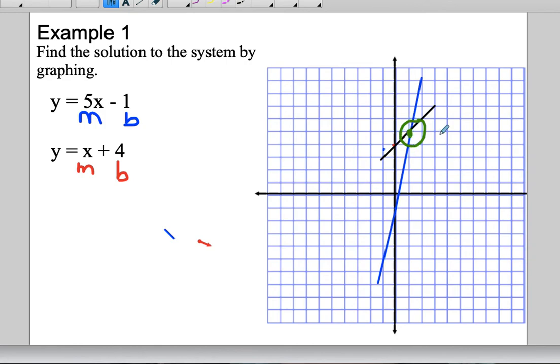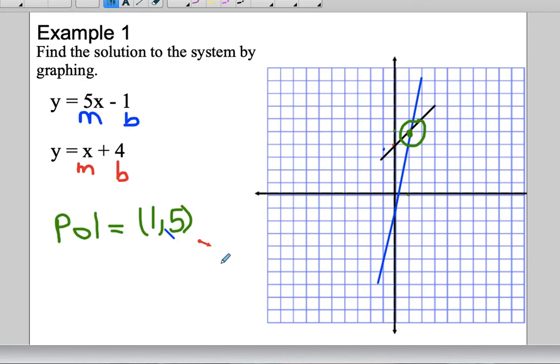On the grid, our point of intersection, remember, is given as a set of coordinates. What is our x value of this point of intersection? Well, it's 1. So in our brackets, we've got a 1. And then what is our y value? 1, 2, 3, 4, 5. So our point of intersection for this linear system is (1, 5).